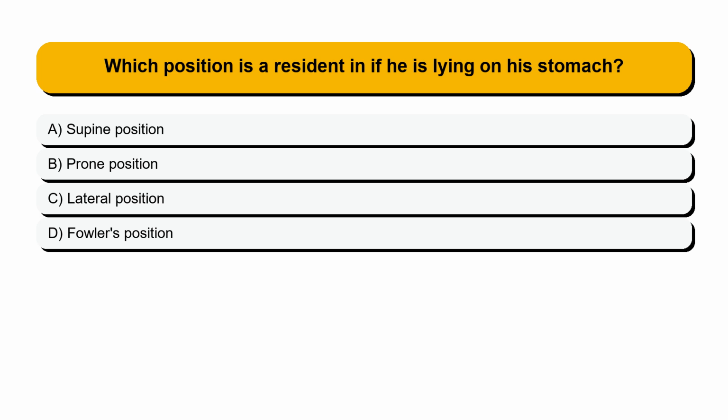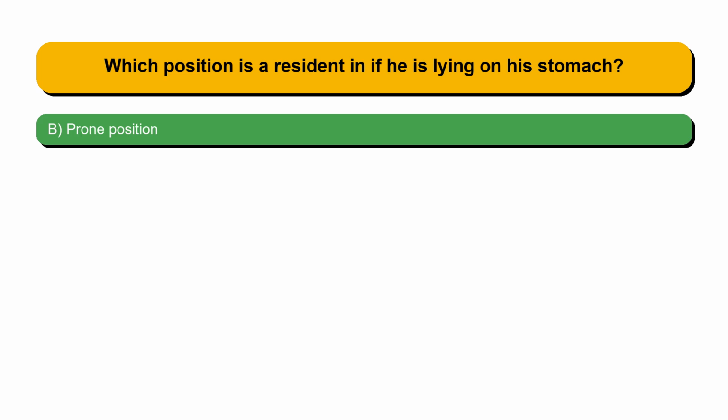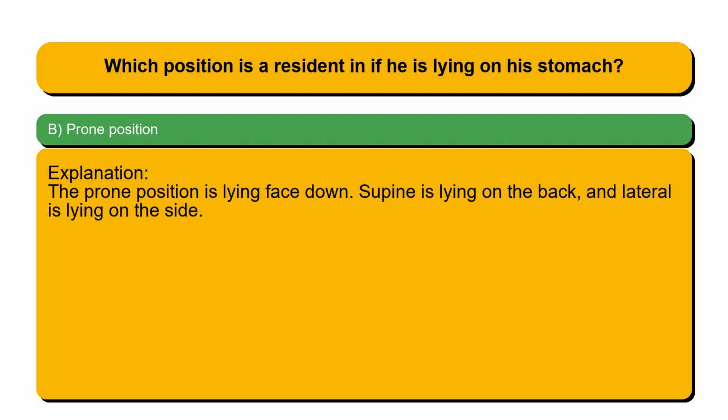Question 64. Which position is a resident in if he is lying on his stomach? Option A, supine position. Option B, prone position. Option C, lateral position. Option D, Fowler's position. The correct answer is option B, prone position. The prone position is lying face down, supine is lying on the back, and lateral is lying on the side.